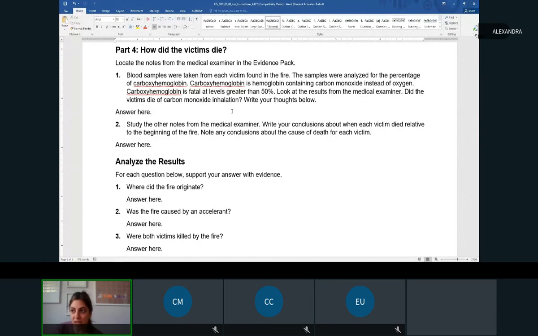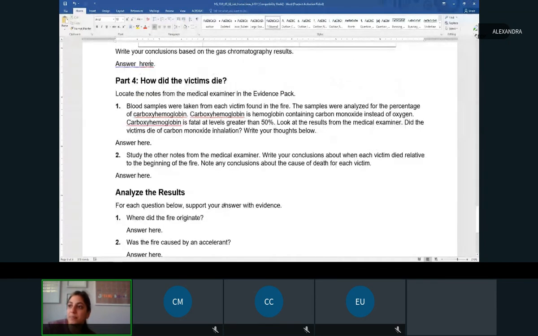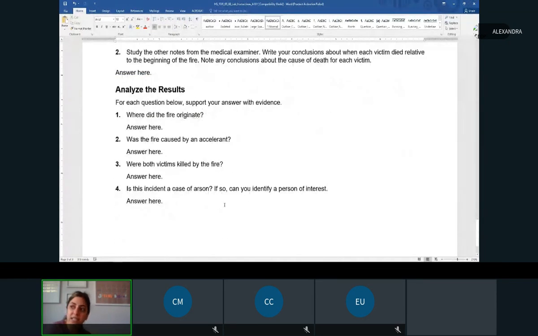So what do we think happened? Where did the fire originate? Was the fire caused by an accident? Were both victims killed by the fire? Is this incident a case of arson? If so, can you identify a person of interest? We are getting to that 11 o'clock mark. It is actually past 11 o'clock.